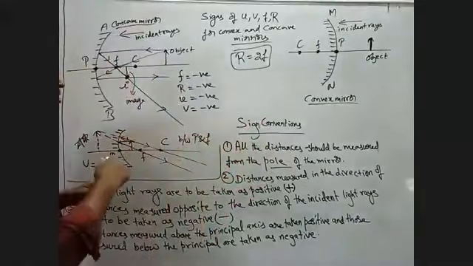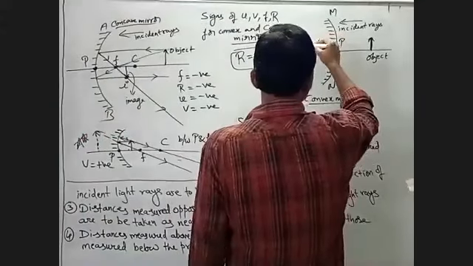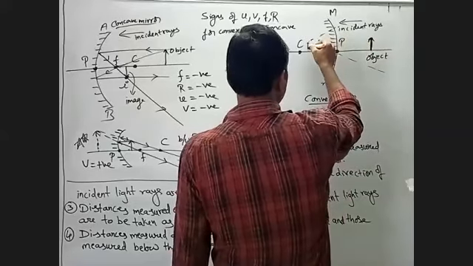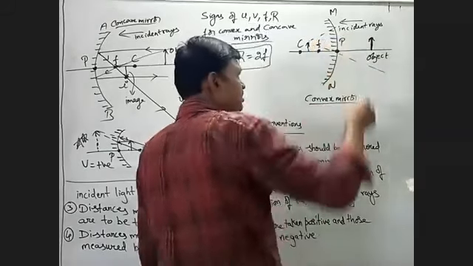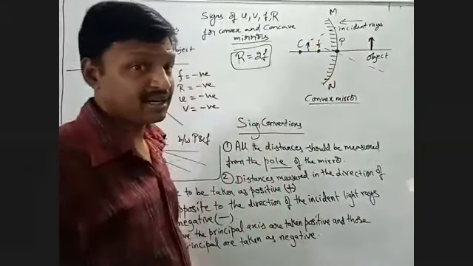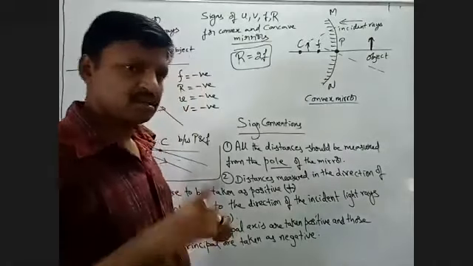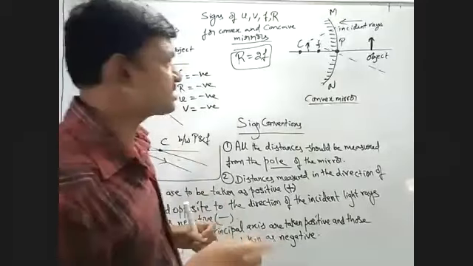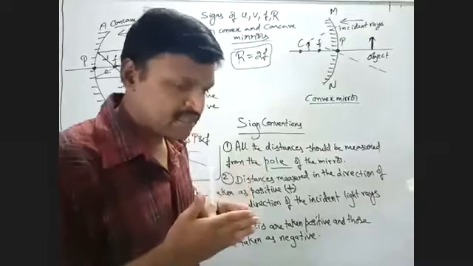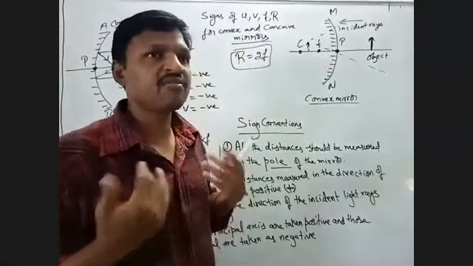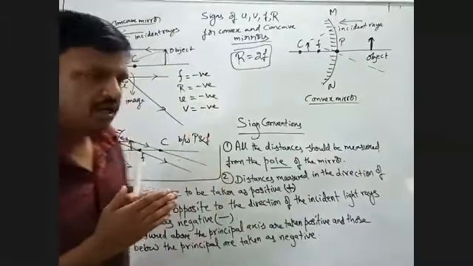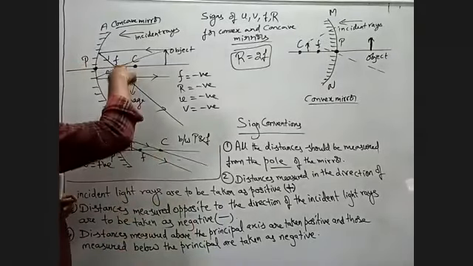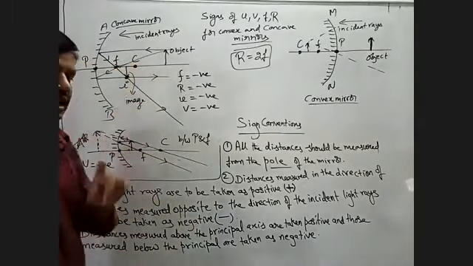So in such a case, if the image is formed by intersection of extended rays, then such an image is called a virtual image. So your definition should be based on whether it is the intersection of the reflected rays or the intersection of extended reflected rays. If the actual reflected rays are intersecting, then the image formed is called a real image.